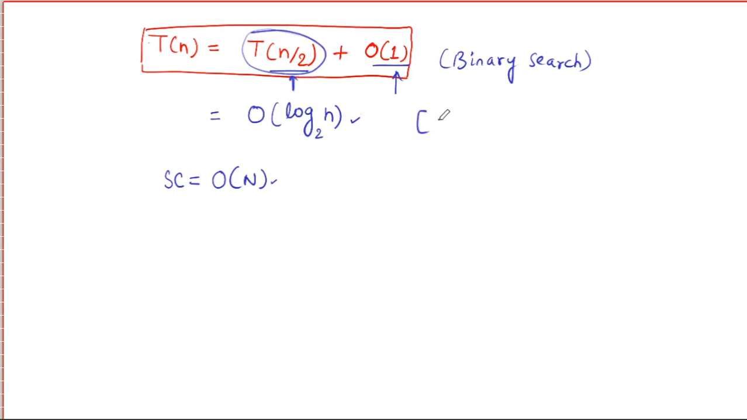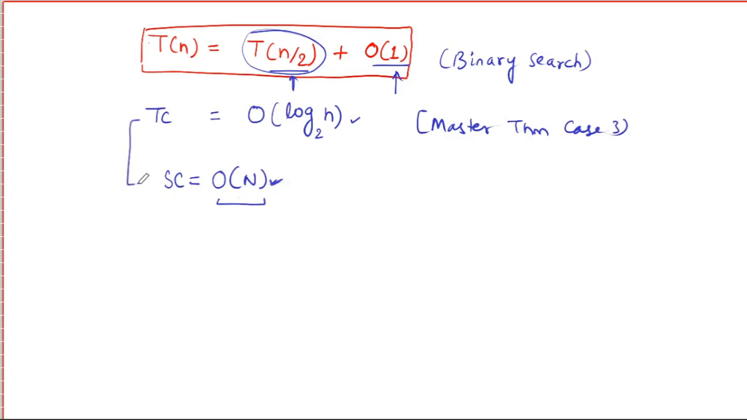So based on the master's theorem third case, the time complexity of binary search is big O of log of n. And for space complexity, because you are dividing, the question is whether you are storing the halves. If you are storing the halves, then it will be big O of n. If you are just figuring out the indices, then it will be big O of 1. So in the worst case, it can be big O of n.